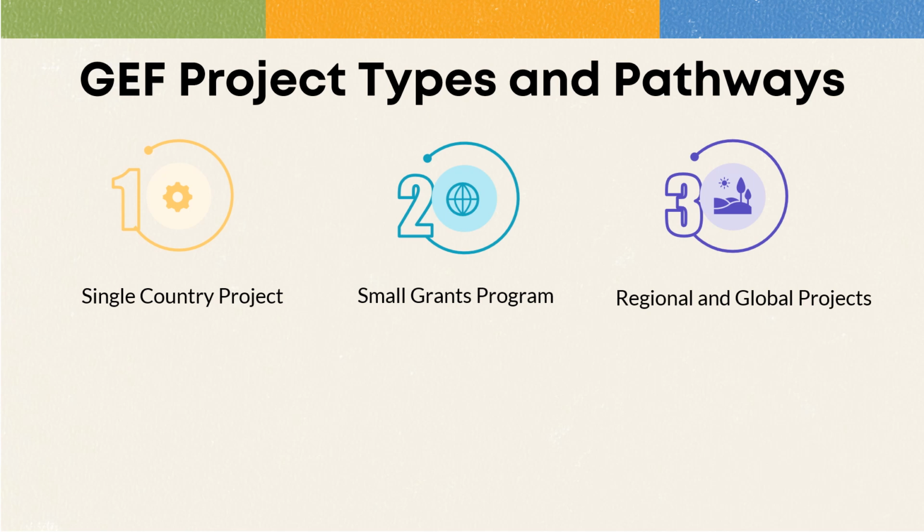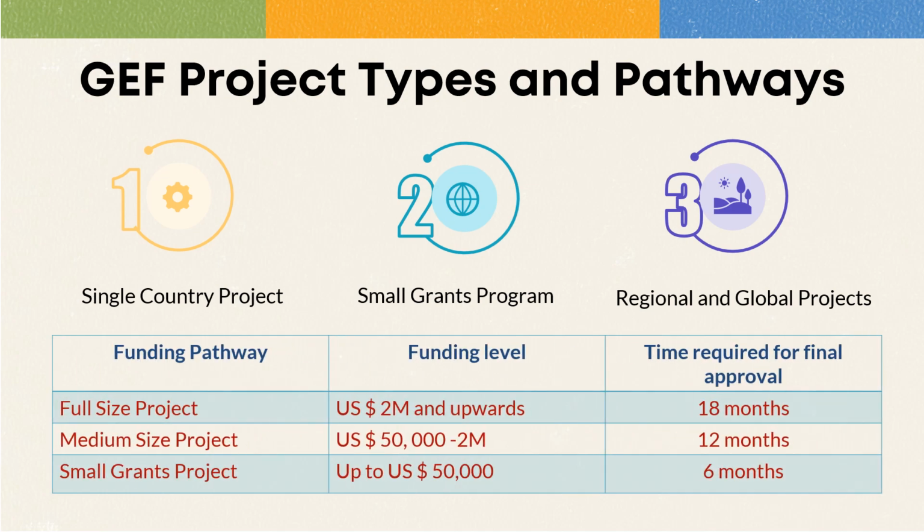GEF funds a variety of project types and pathways, each designed to address different aspects of environmental challenges. Here are the main types of GEF projects and pathways. Full-sized projects. These are larger projects with significant impact potential. They usually require extensive preparation, and the funding typically exceeds $2 million. Medium-sized projects. These projects are streamlined to be more nimble and less costly, with funding capped at $2 million.